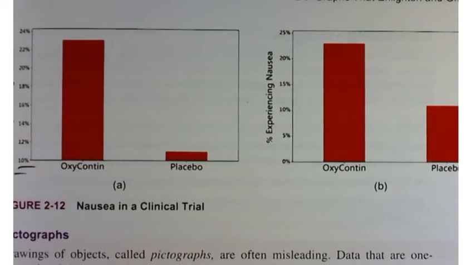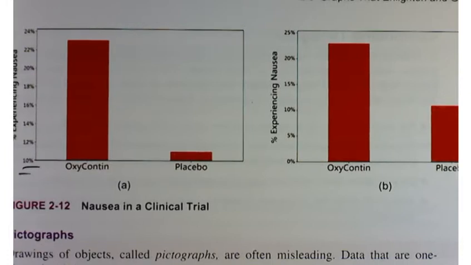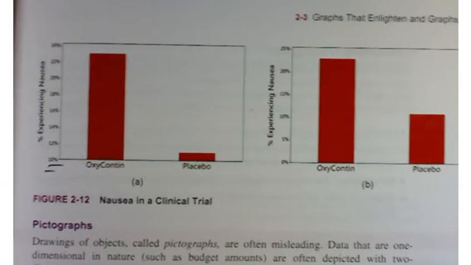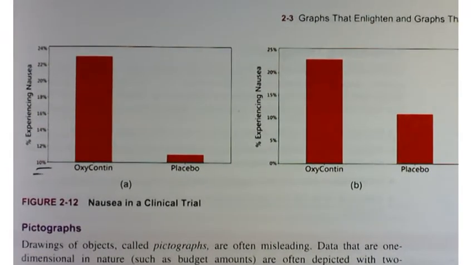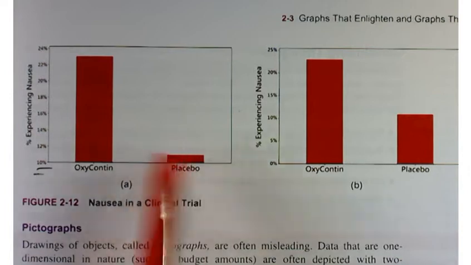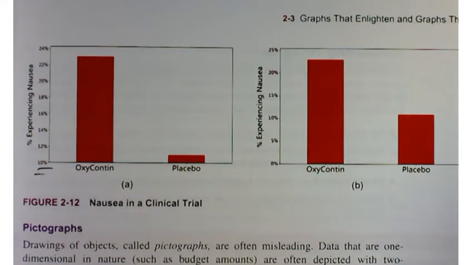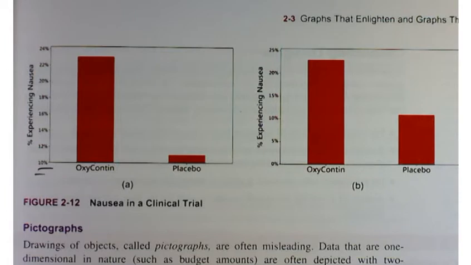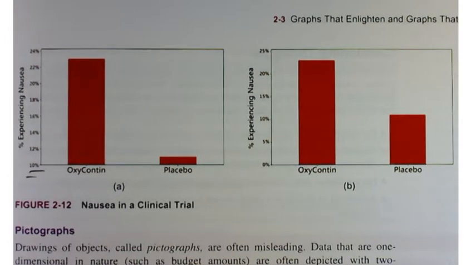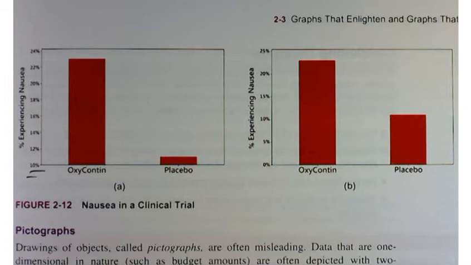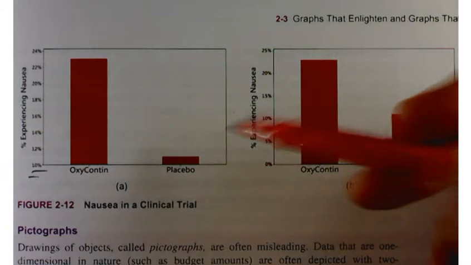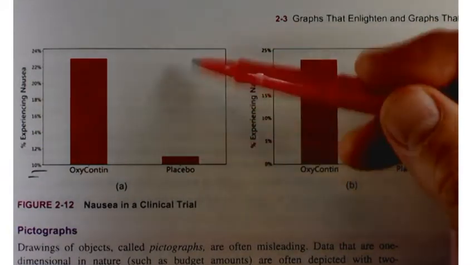So what you see here in these graphs are the percentages of people experiencing nausea who got the placebo versus who got OxyContin. So, but it looks like some pretty dramatic results, right? OxyContin looks really, really bad here. Or is it? What's the difference between these two graphs? And why is one of them misleading? One starts at 10%. Yeah. This one starts at 10%. It doesn't start at 0. So what it's doing is that it's exaggerating this gap.